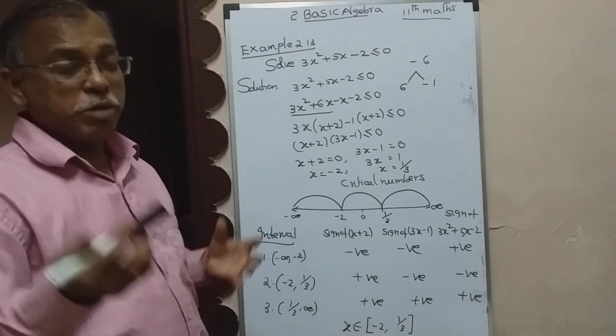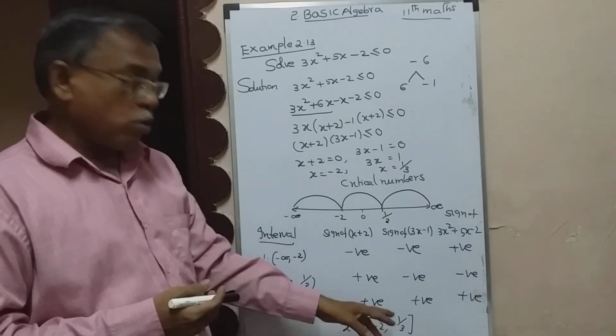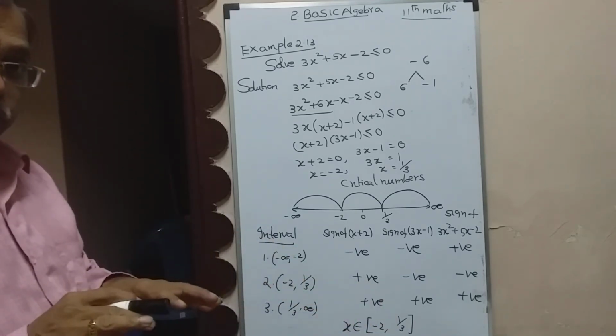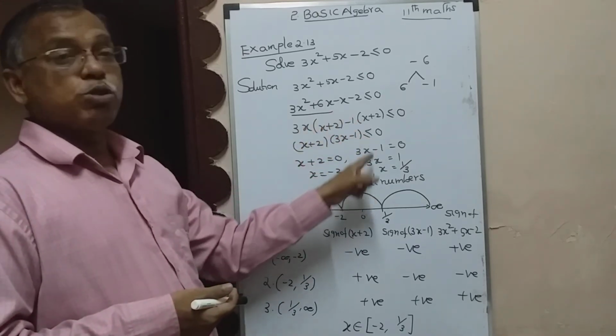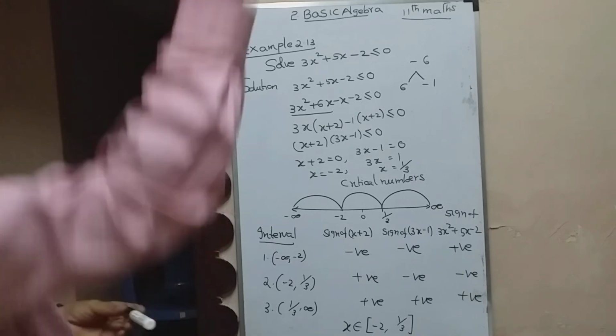Open interval means in between values only will come. The values between minus 2 to 1 by 3 only will come. There it is less than 0, correct, negative only. But equal to 0 also you should do. Okay, so this is a procedure students.